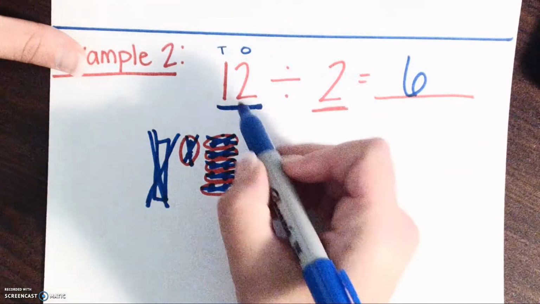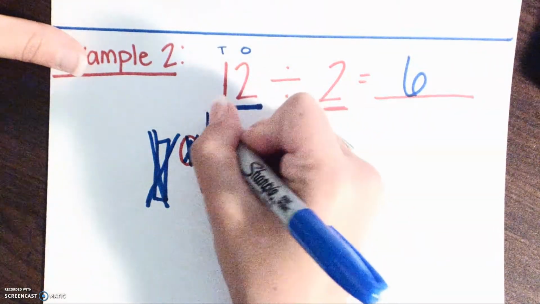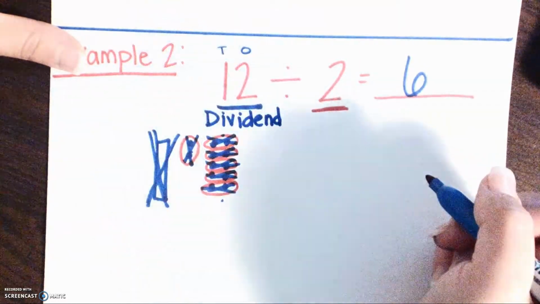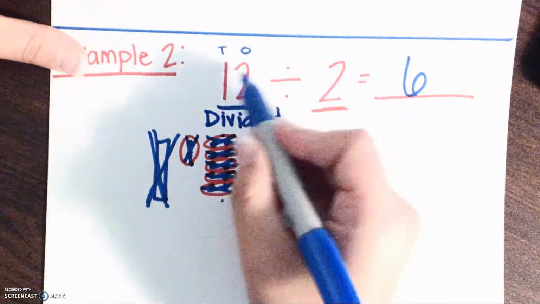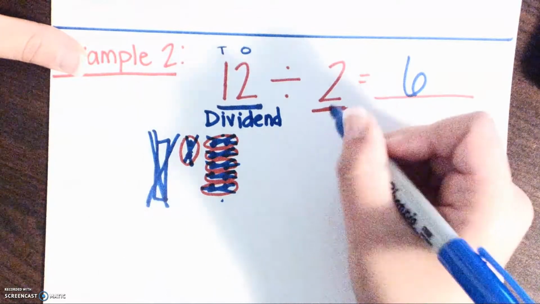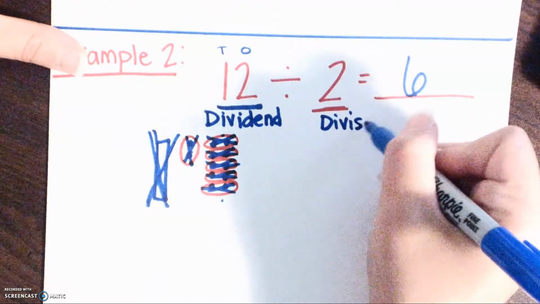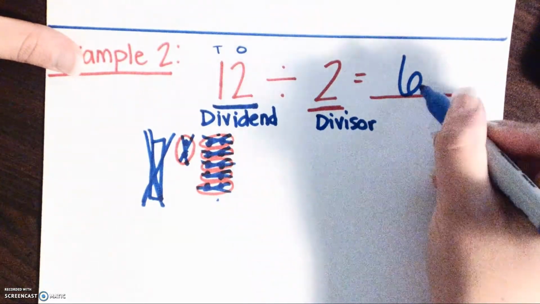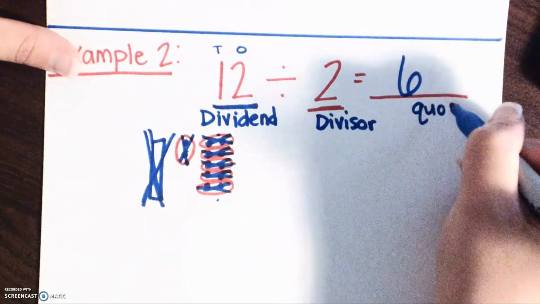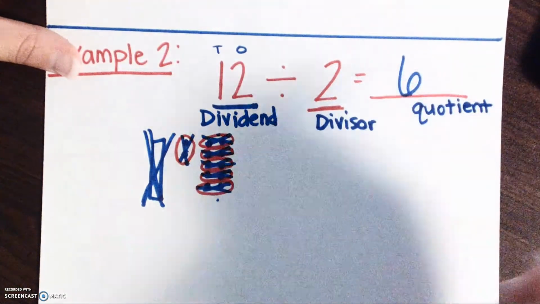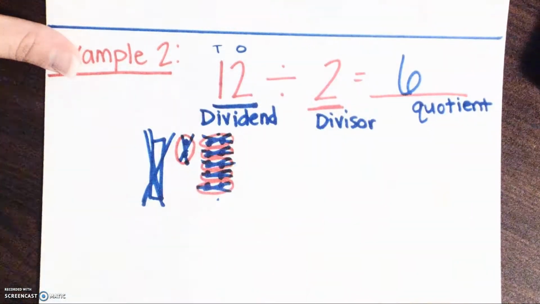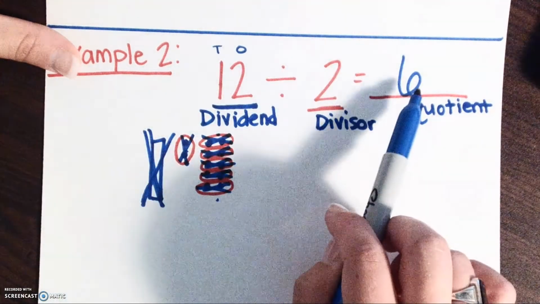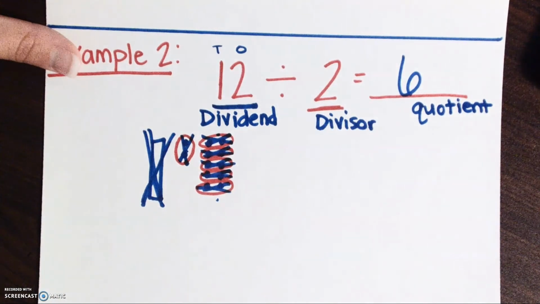Let me label these for you right quick. This number in a division problem is your dividend. I probably should have started with this at the beginning of the video, but it's okay. This is your dividend. And then you divide by your divisor, all right? So the number you're dividing by is your divisor, and then your answer would be called the quotient, okay? So those are the names of the parts of a division problem. Your dividend is divided by your divisor, and you get your answer, which is the quotient, all right?